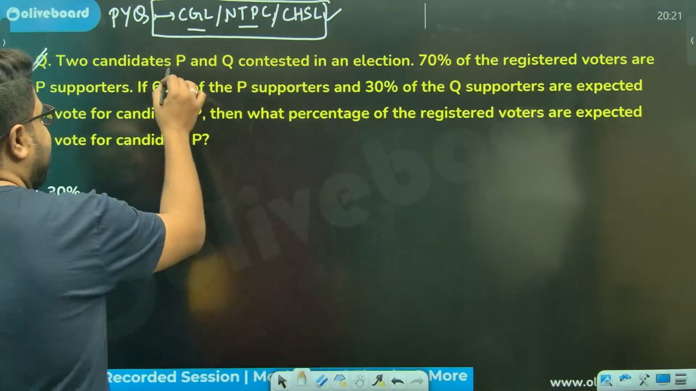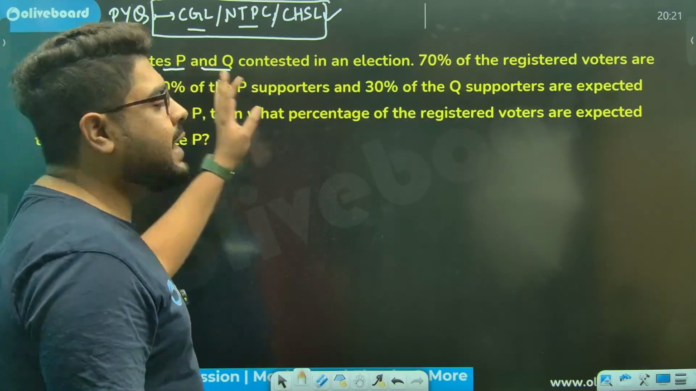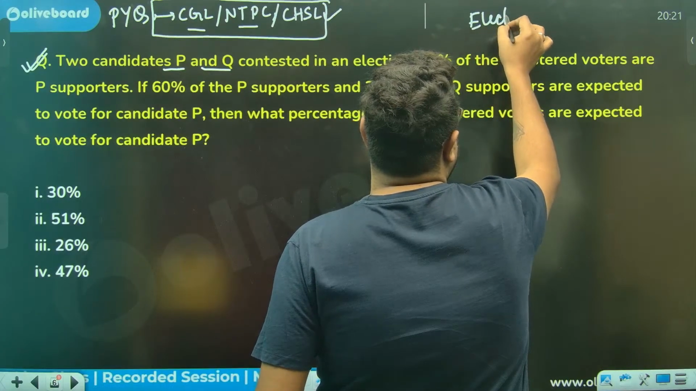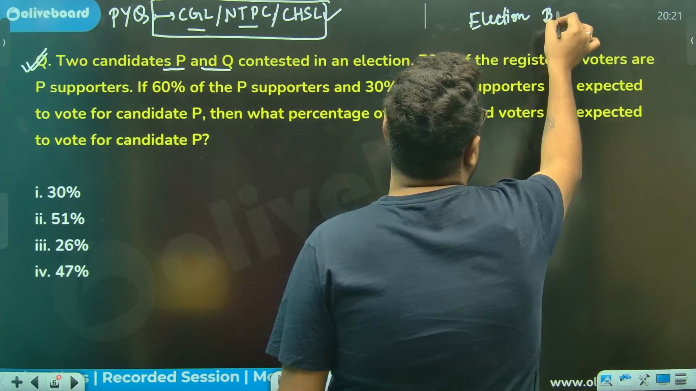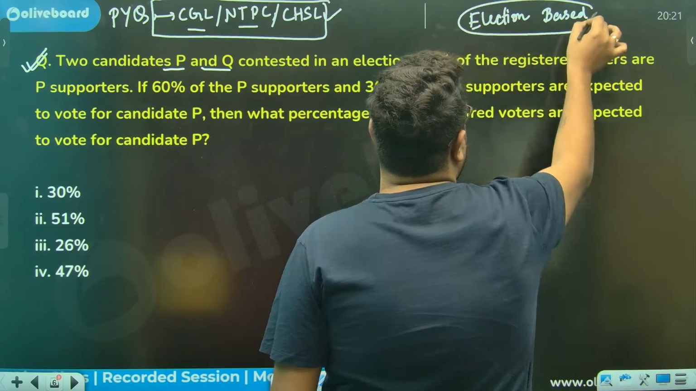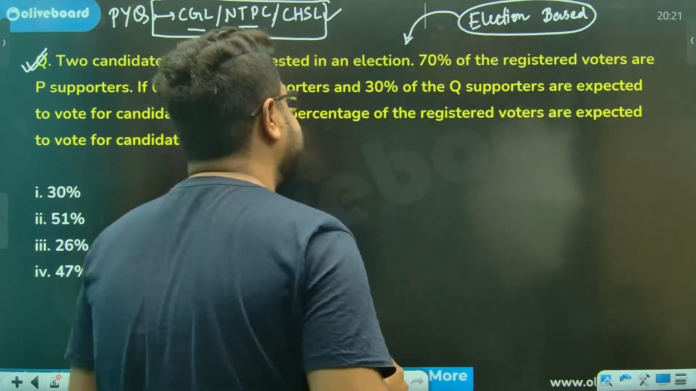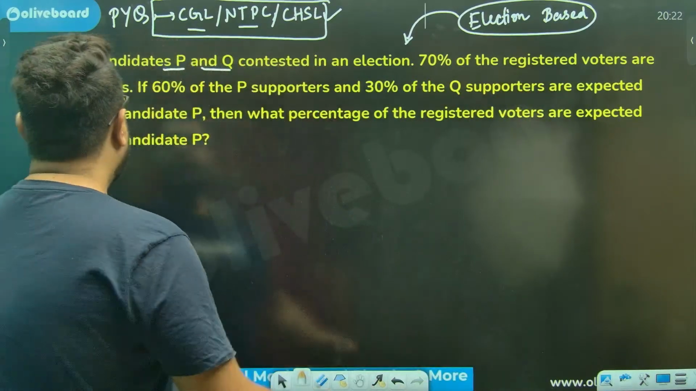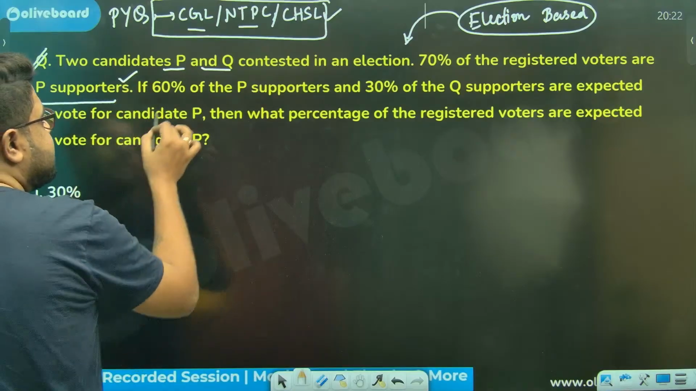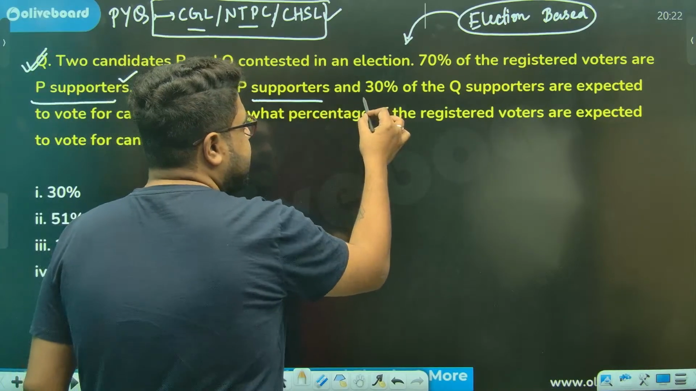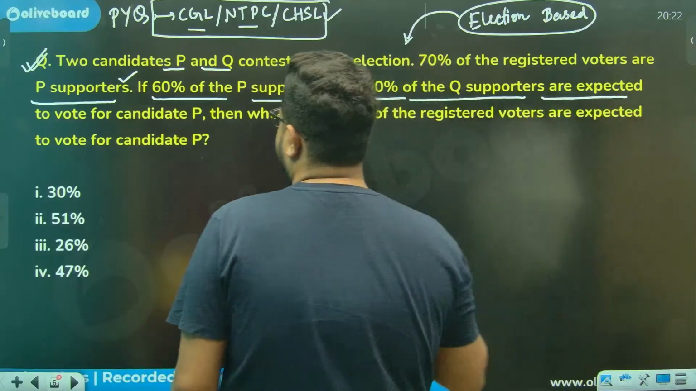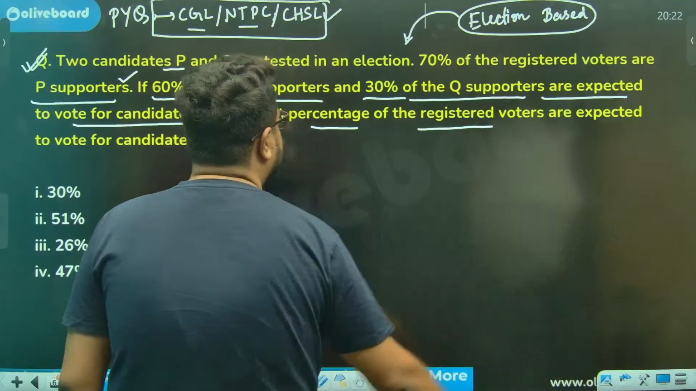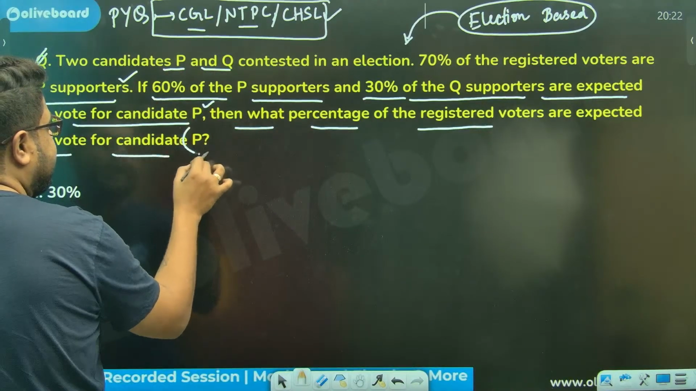Two candidates P and Q contested in an election. First things first, this is an election based question. Now, 70% of the registered voters are P supporters. 60% of the P supporters and 30% of the Q supporters are expected to vote for P. Then what is the percentage of registered voters who are expected to vote for candidate P?